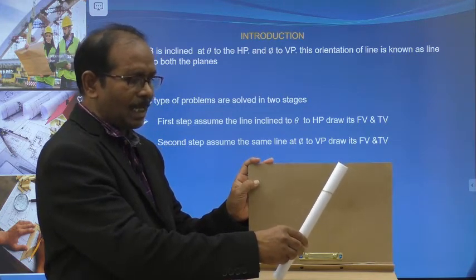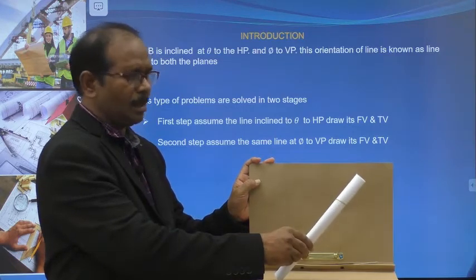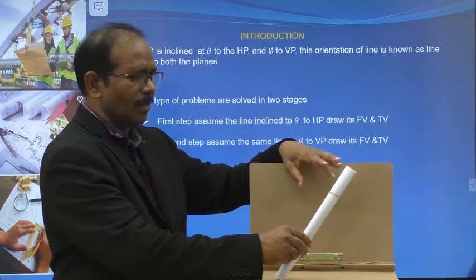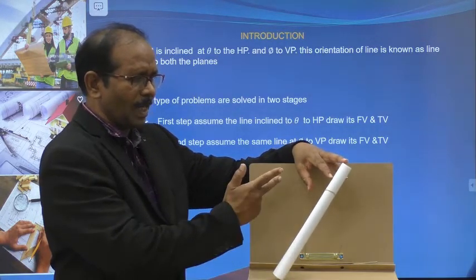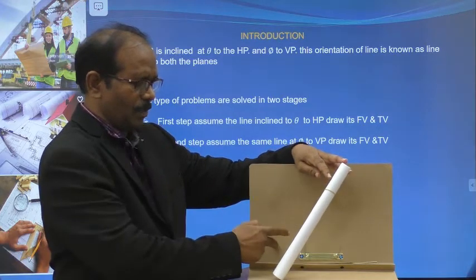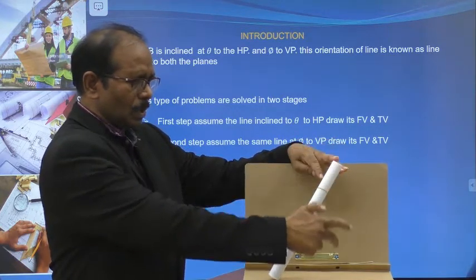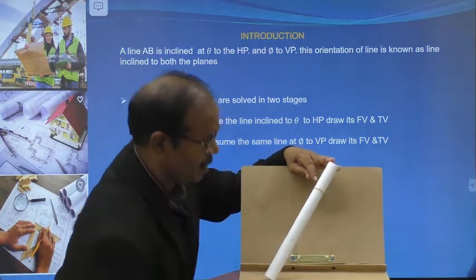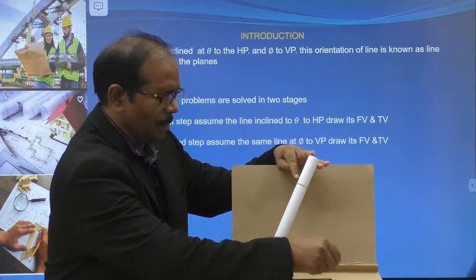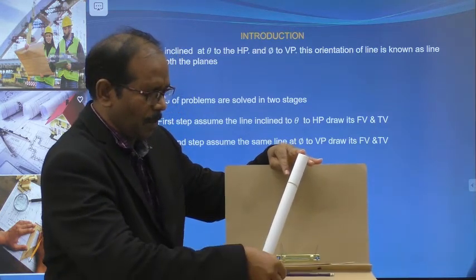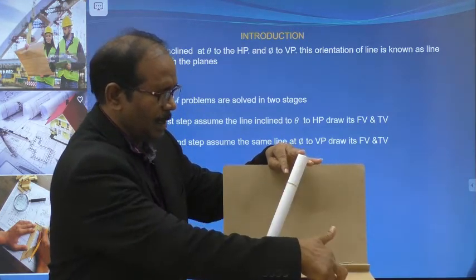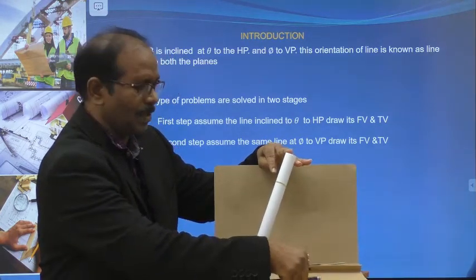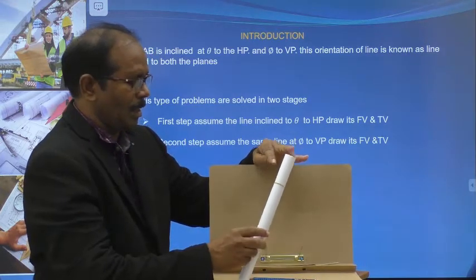Now this line is inclined to the horizontal plane and parallel to the vertical plane. In this position, which we call step 1, draw the front view. This is the front view. This is the top view, this smaller length is the top view. This is A, this is B. Now this is the top view and this is the front view.